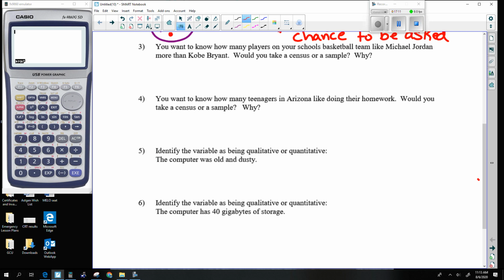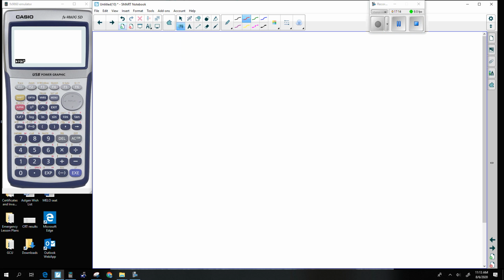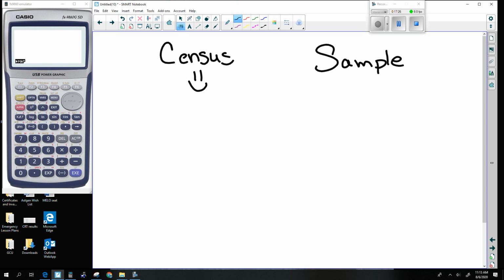Okay, census and sample. Let's go to another thing. All right, so two words: census, sample. All right, you want to do a census. Why? Because the results are the most accurate. There is no guesswork in the answer itself. You know exactly what the answer is. There is no guessing. All right? And so what a census and a sample is, is this.